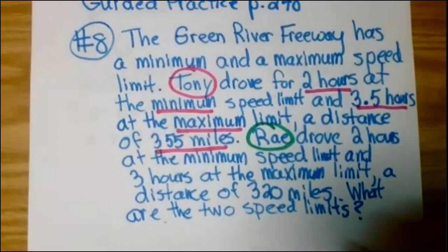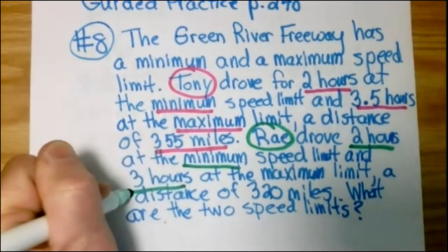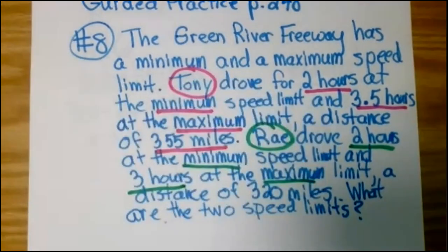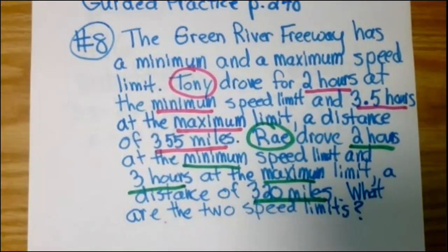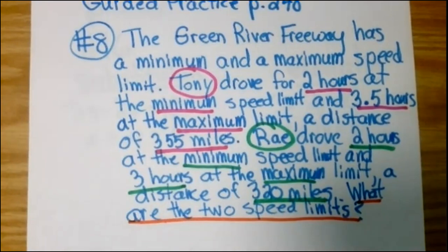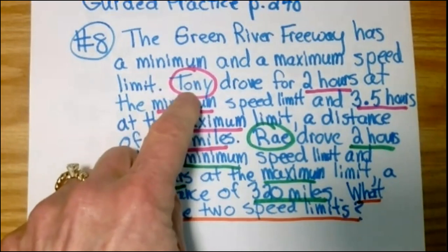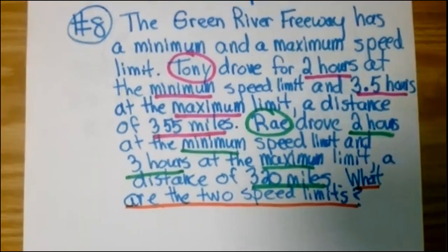Ray drove 2 hours at the minimum speed limit and 3 hours at the maximum speed limit, a distance of 320 miles. The question is asking us, what are the two speed limits? Okay, this is a system of equations because I have an equation for Tony, I have an equation for Ray, and I'm going to find their point of intersection.